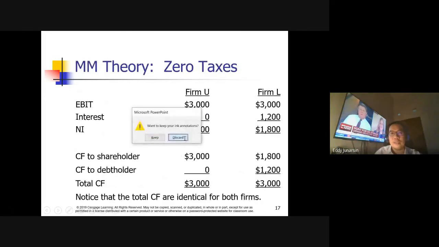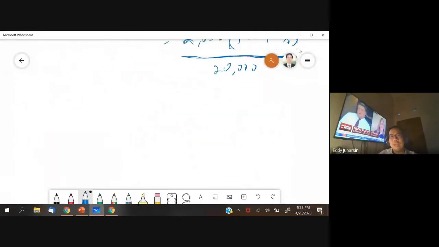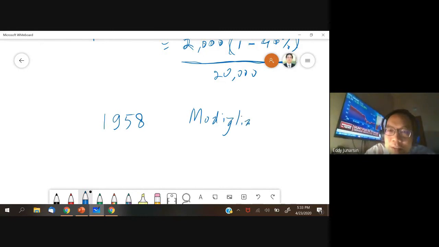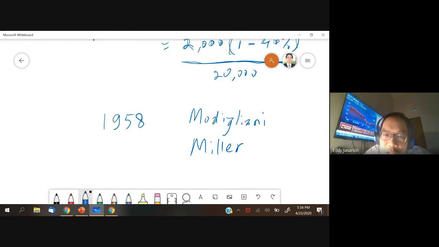We call it the MM theory, right? So in 1958, there were two famous people who in the future would receive Nobel prizes: Franco Modigliani, a famous economist of the past, and Merton Miller. In 1958 they wrote the first paper on capital structure, and it is not an empirical paper because this is like a foundation paper. You can call them the founding fathers of capital structure theory, or even finance.